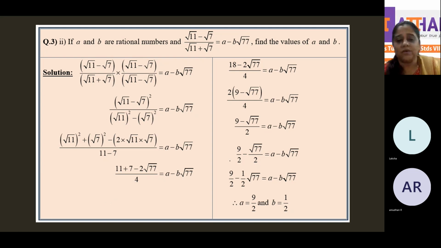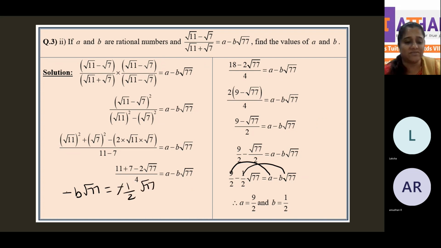So I'll do it again. When you compare both the sides, A is equal to 9 by 2. The rational is equal to the rational. And then this one is equal to this one. That is minus B root 77 is equal to minus half root 77. So minus and minus gets cancelled. Root 77 and root 77 gets cancelled. So B is equal to 1 by 2. That's what you see here. B is 1 by 2 and A is 9 by 2.